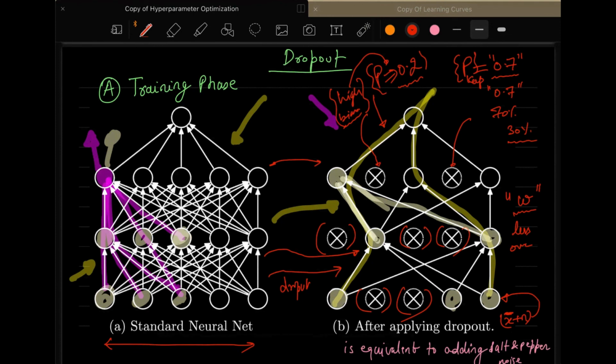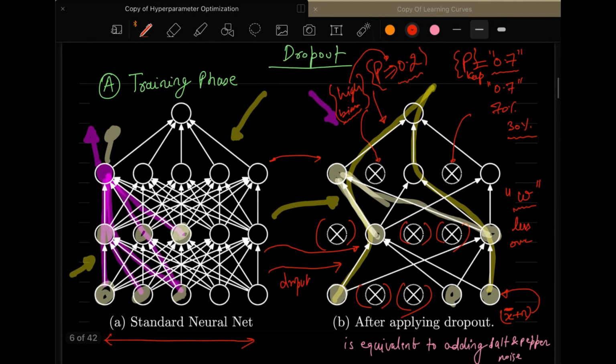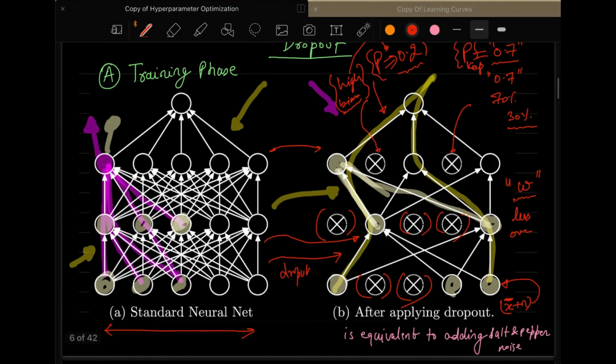So this is a slight overview of what dropout is. We will discuss more details about it in our next lecture, and see what happens when you are shutting some of the neurons on and off. I think maybe you have studied image processing, I don't know, but it's equivalent to adding salt and pepper noise. You are putting a probability p and 1 minus p. When you add salt and pepper noise to an image, it does something like this. I have taken this concept from image processing.